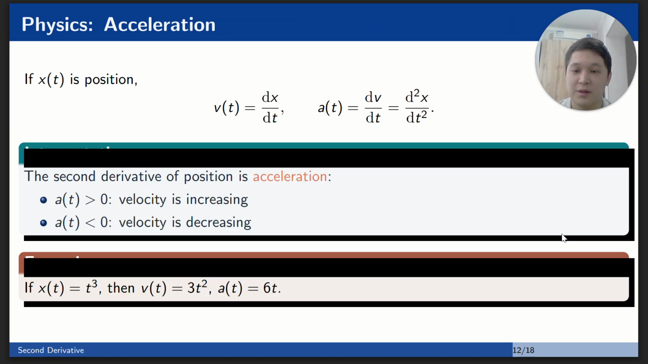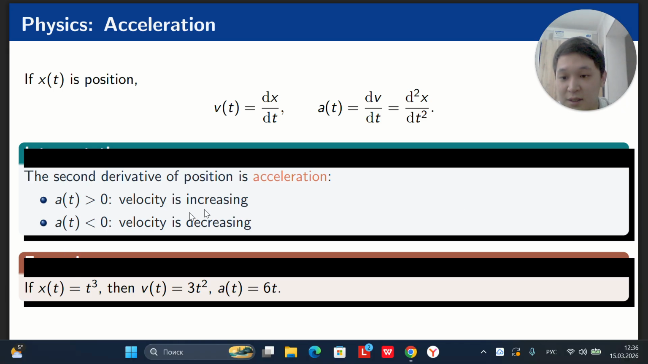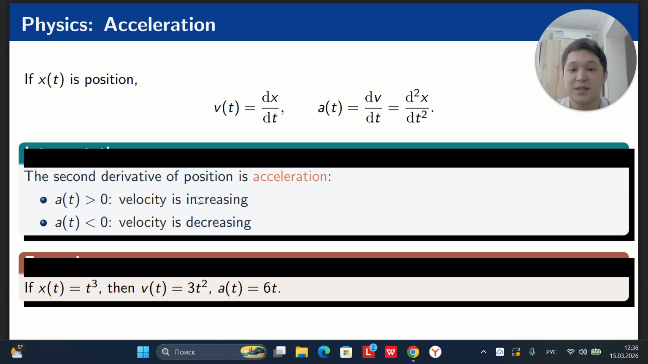I already told you, in physics we have accelerations, as I mentioned at the beginning of the class. If x(t) is a position, then velocity, as I said, is the first derivative, and acceleration is the second derivative. So the second derivative of the position is acceleration.